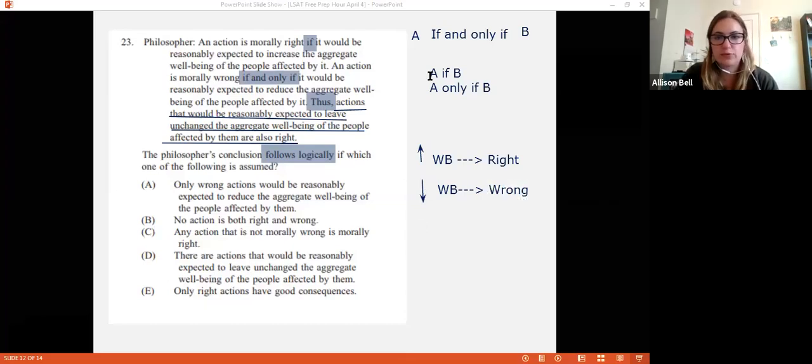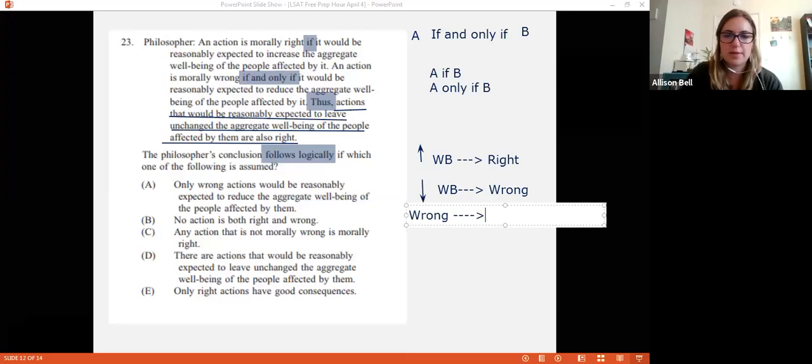That's my if part. But then I also have the only if. It's morally wrong only if it reduces well-being. So if it's wrong, then that must mean that it is reducing well-being.